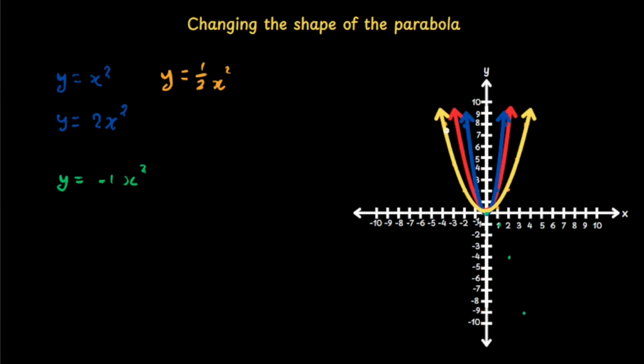If I'm working towards the left, negative 1 squared is 1, multiplied by negative 1 would be negative 1. Negative 2 squared is 4. 4 times negative 1 is negative 4. Right. Negative 3 squared is 9, multiplied by negative 1. That would give me an answer of negative 9. And if I draw this in, I would obtain a shape that looks like this.